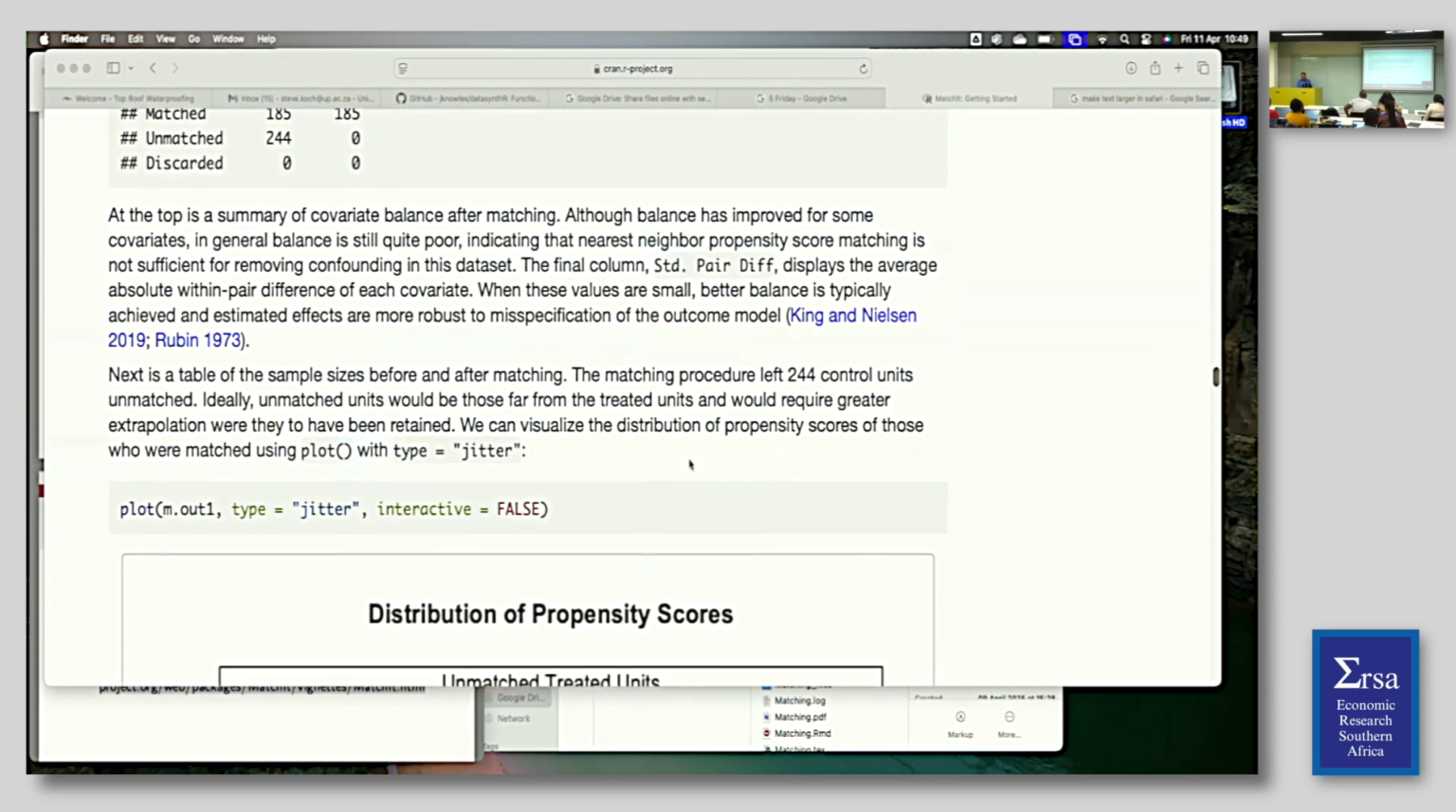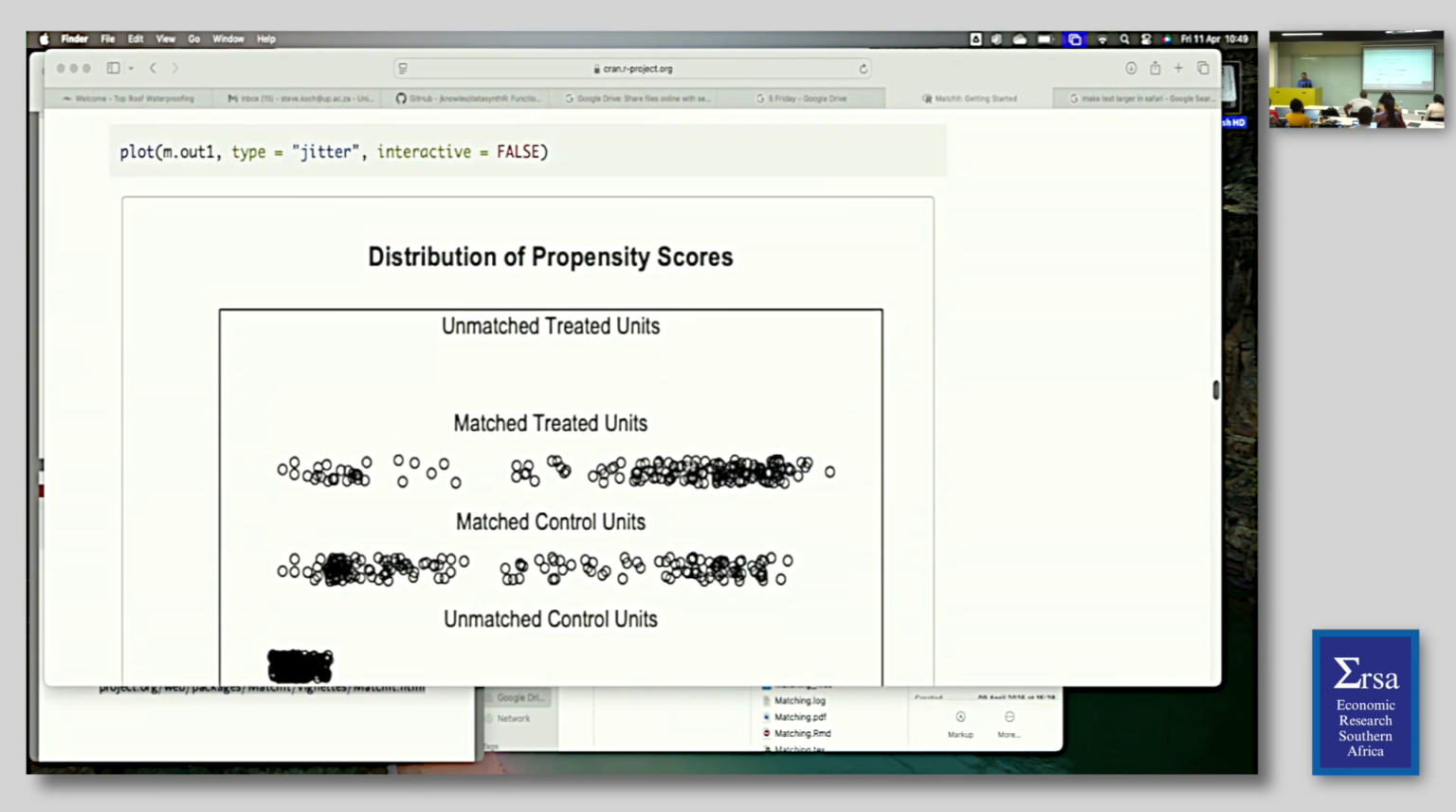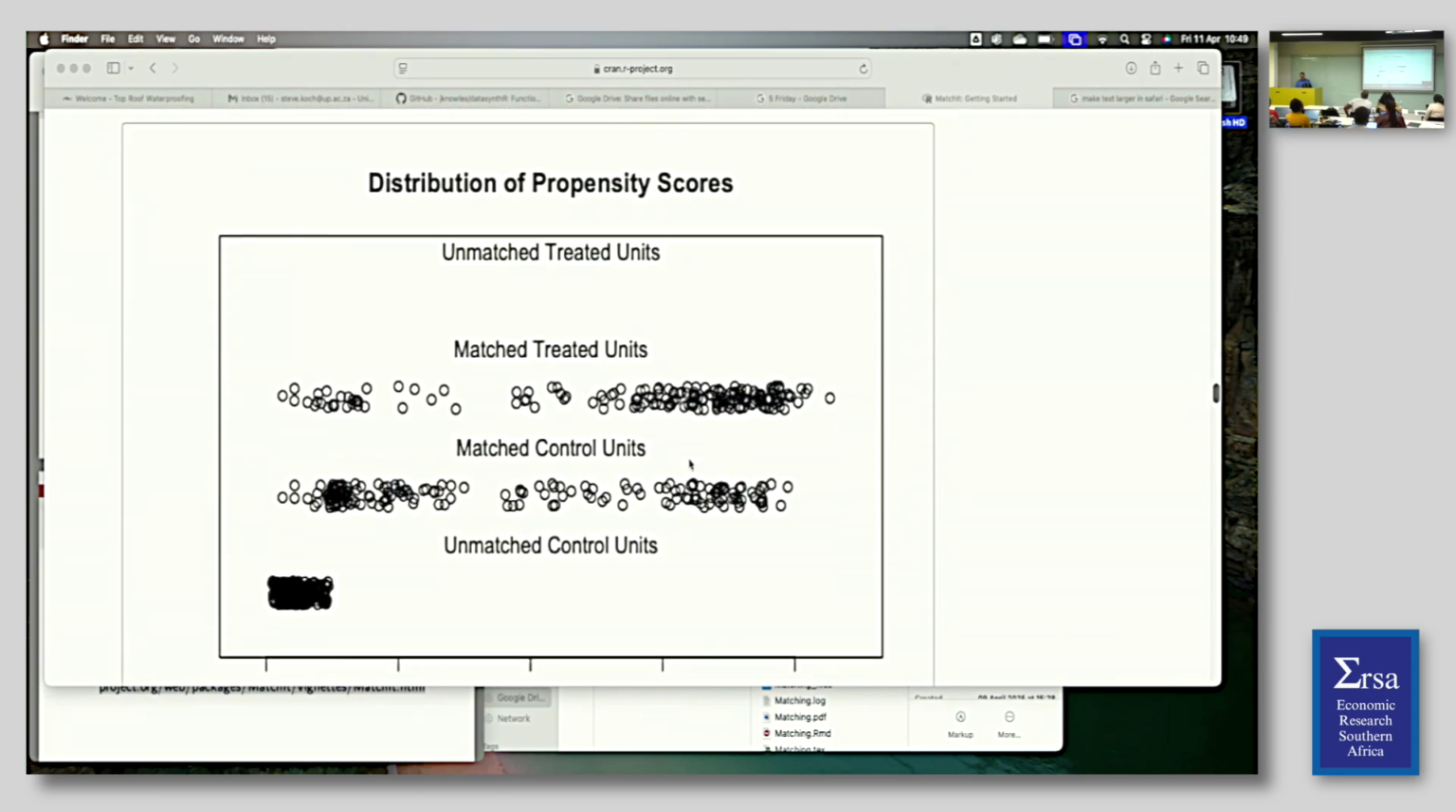And it talks a little bit about it. It says, all right, we can plot the propensity scores. I don't really like this plot. I'll show you one I like a lot better.